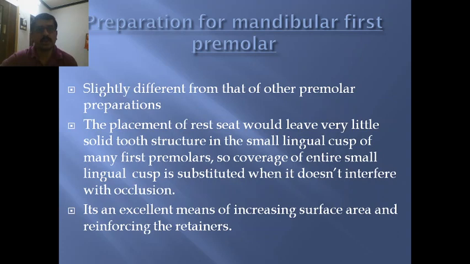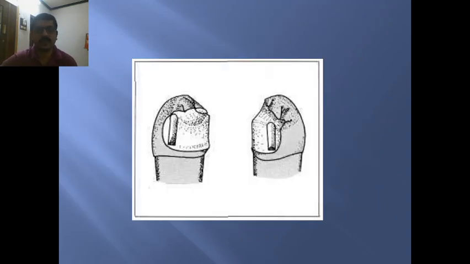For the mandibular first premolar, we have some changes. Why? The main thing is that for the mandibular first premolar, the lingual cusp is very small, and if we try to keep a rest seat on that, it will totally disrupt the tooth structure. So what can we do? We will cover the entire lingual cusp, provided it will not interfere with the occlusion. This also helps in increasing the surface area and reinforcing the retainers. Here we can see we are completely capping the lingual cusp with a proximal groove here.